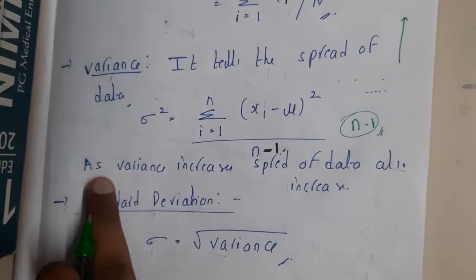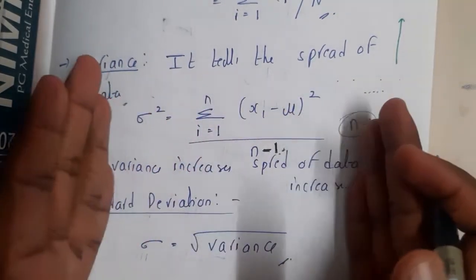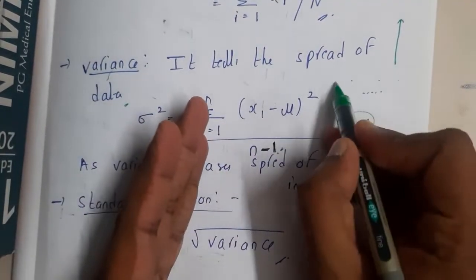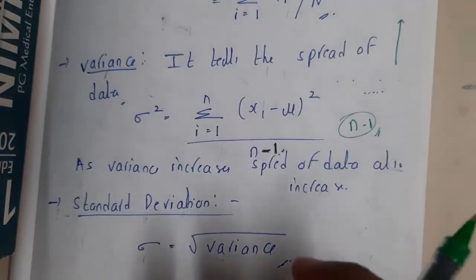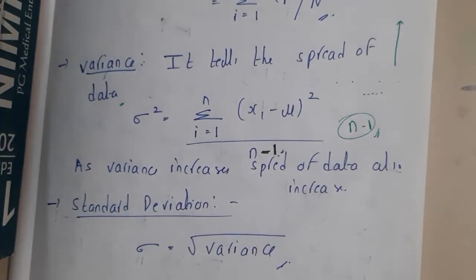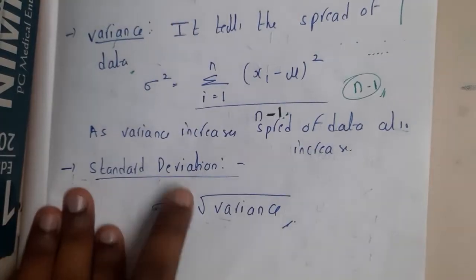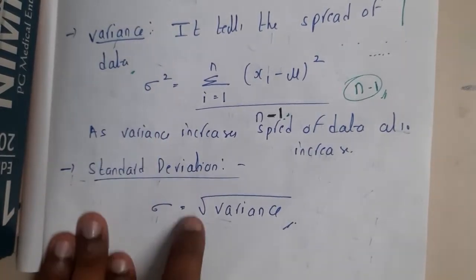As variance increases, the spread of data will also increase. So when variance is high, the distance between the points will also increase. It is not the exact distance, but it is more. That's what we are saying. Next, standard deviation. Standard deviation is nothing but the square root of the variance.